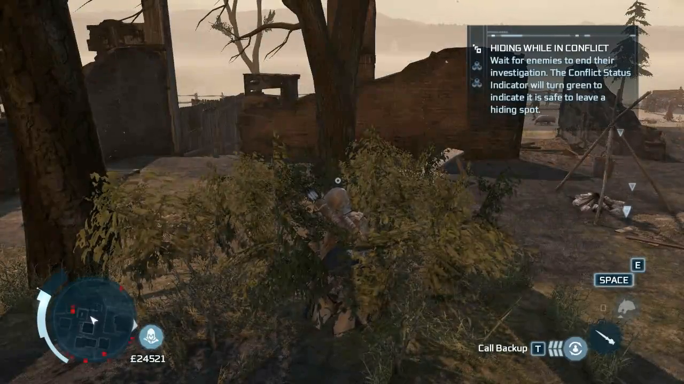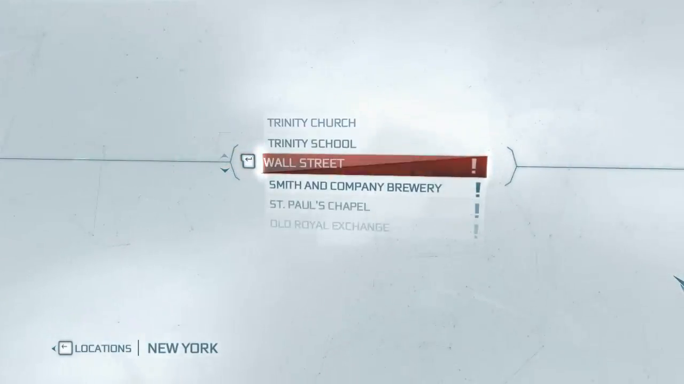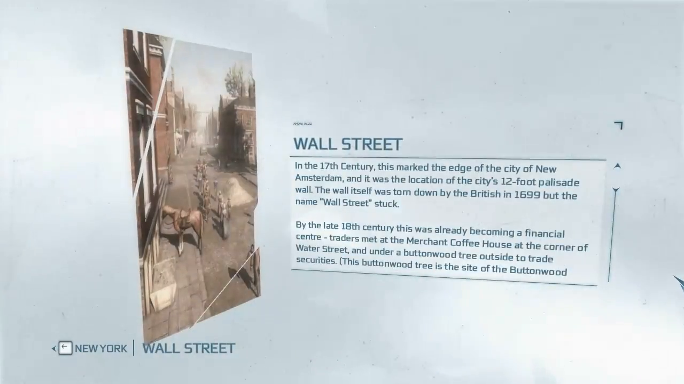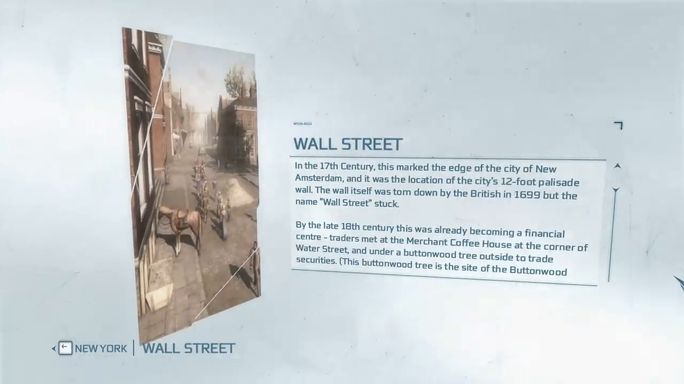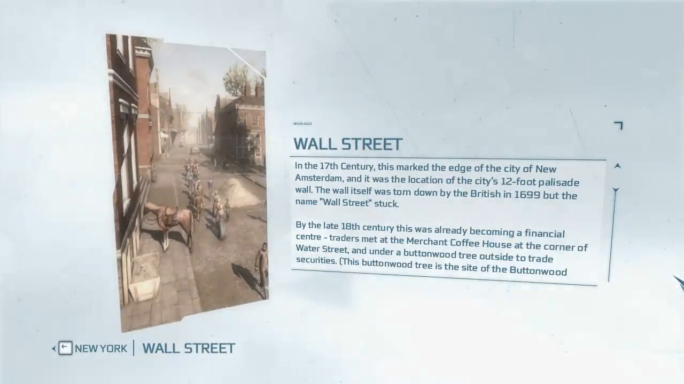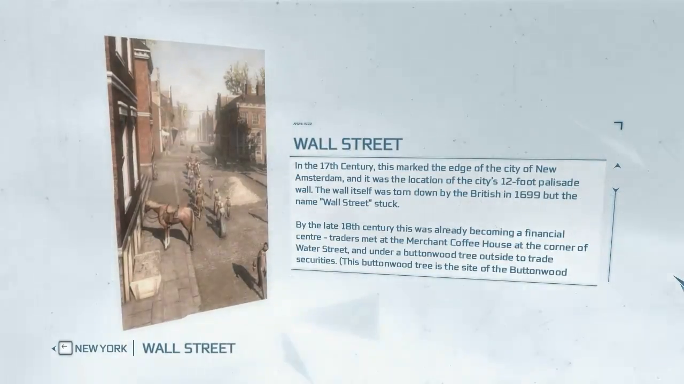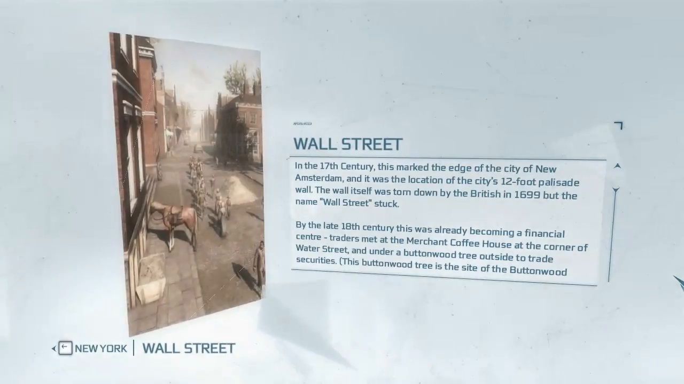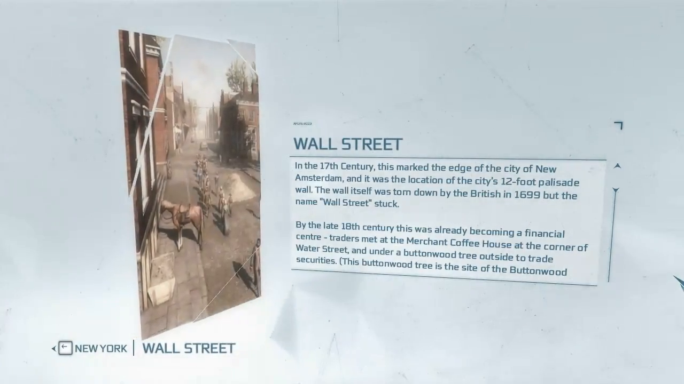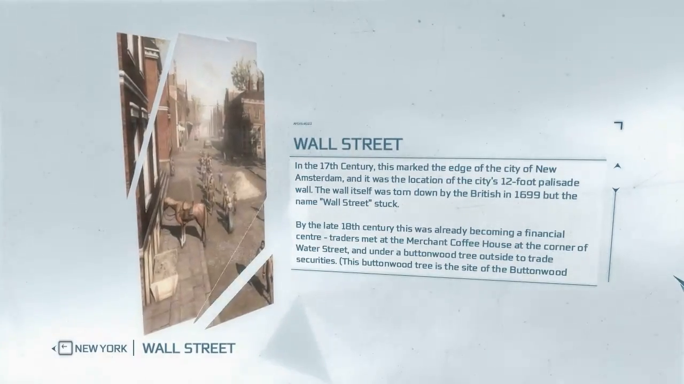Okay, so the next thing we want to look at, let's see, location, New York, Wall Street. In the 17th century, this marked the edge of the city of New Amsterdam, and it was the location of the city's 12-foot palisade wall. The wall itself was torn down by the British in 1699, but the name Wall Street stuck. So there used to be an actual wall here.